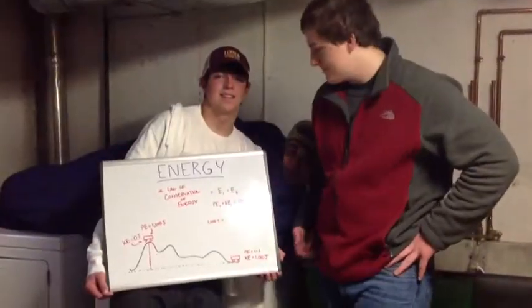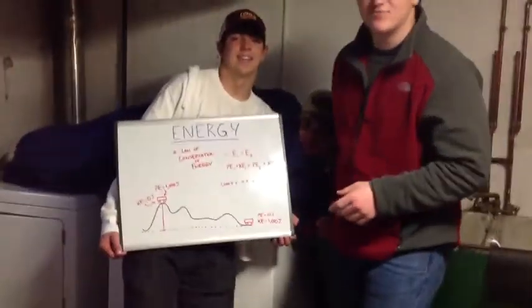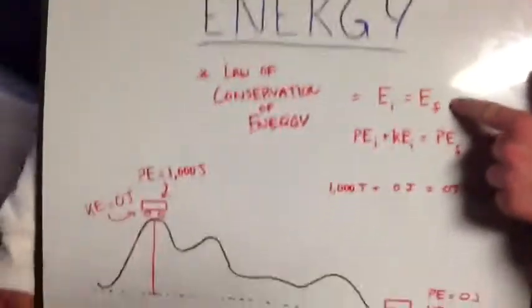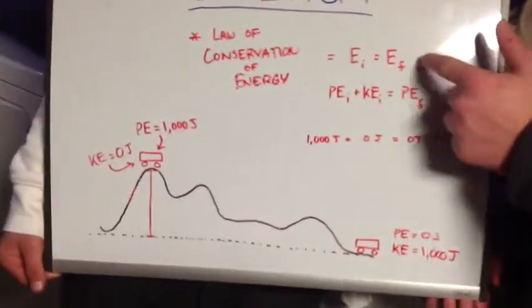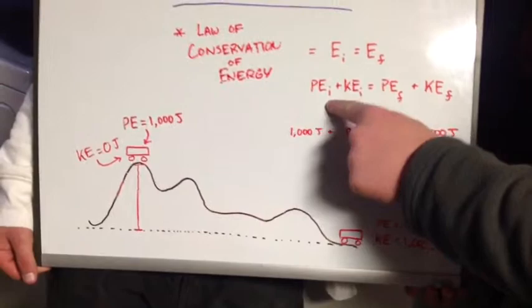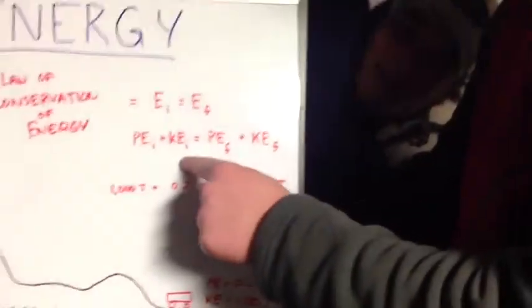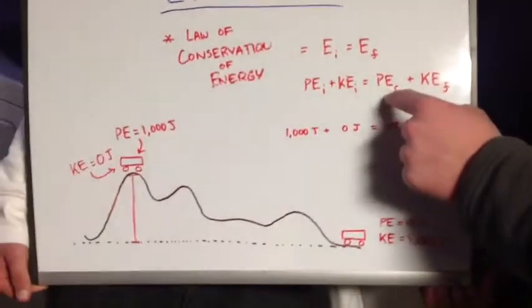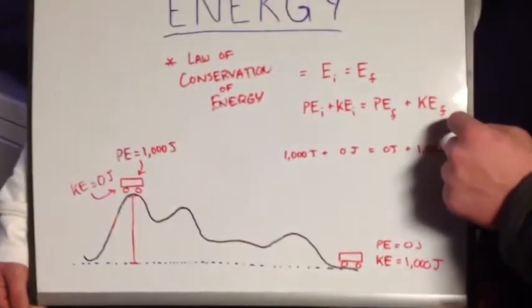Alright, our next point will be the law of conservation of energy, which basically says that the energy you have in the beginning, the initial energy, will be the same as the energy you end up with, your final energy. So basically, your potential energy initial plus kinetic energy initial is equal to your potential energy final plus your kinetic energy final.